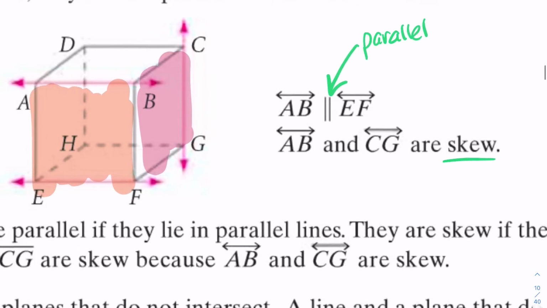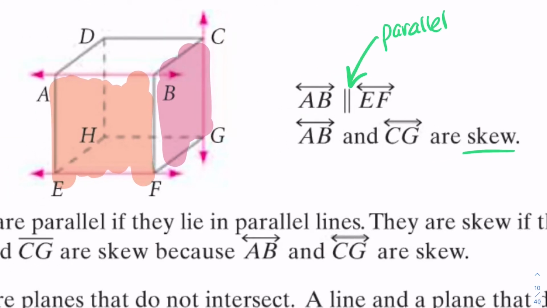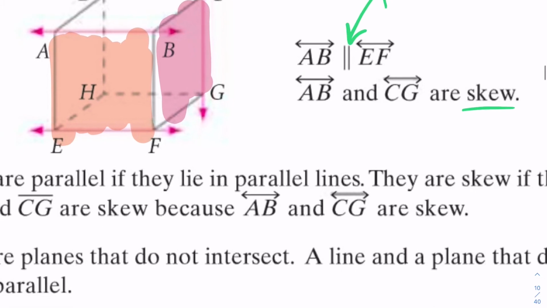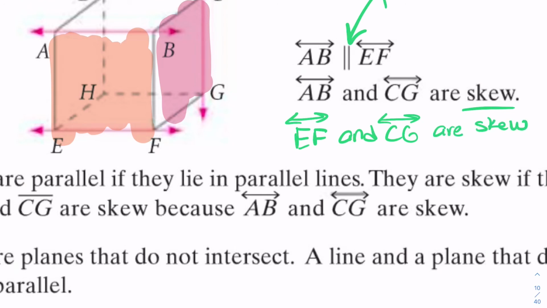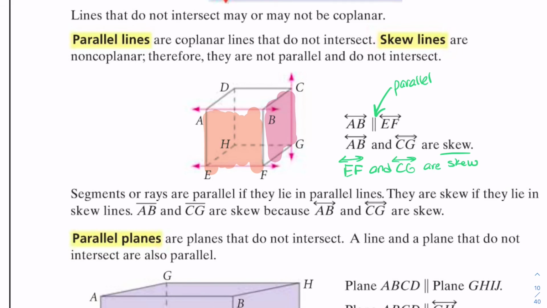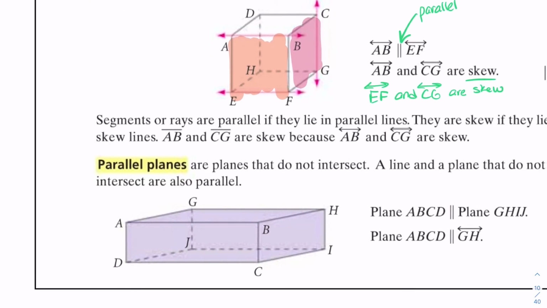So we can say that AB is parallel to EF, or BA is parallel to FE, or whatever we want to say. But then we'll also say that AB and CG are skew. And we can also say EF and CG are skew. Okay? Which I think they say later on here.